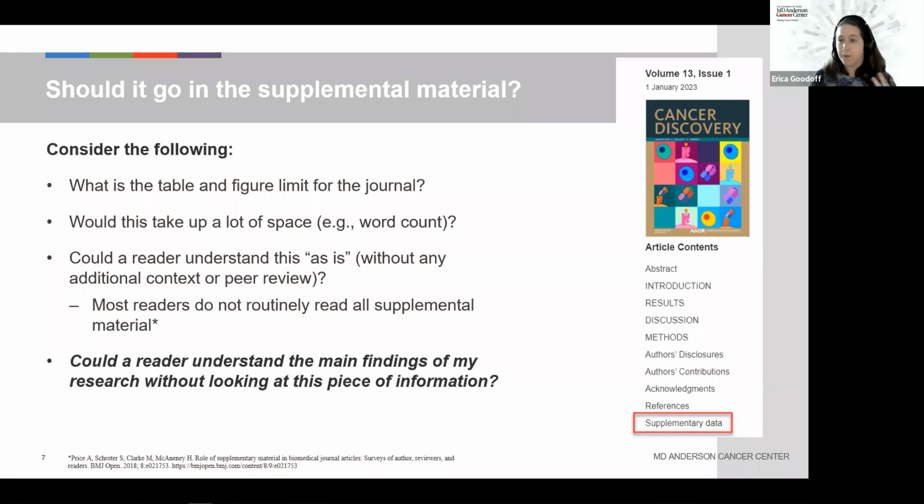But this question about whether people are going to look at it, according to a survey in BMJ Open back in 2018, so just a couple of years ago, only about a quarter to a third of readers said that they routinely looked at all of the supplemental information with a manuscript. Some things were more commonly reviewed than others. For example, more readers indicated that they looked at supplemental tables or figures than at checklists or raw data or other things. But the implication there is that supplemental material may or may not be something that your readers pay attention to.